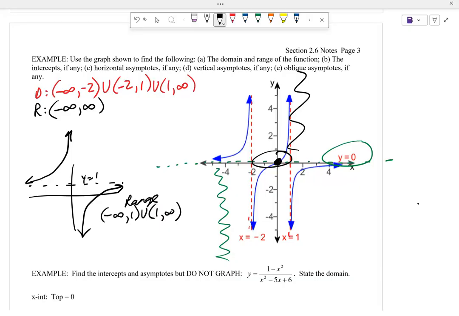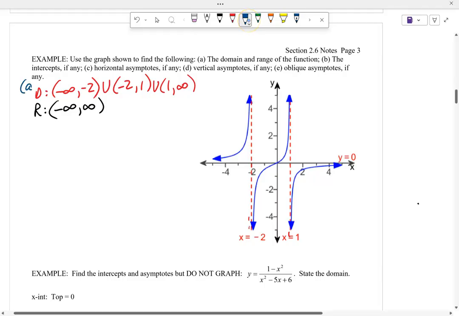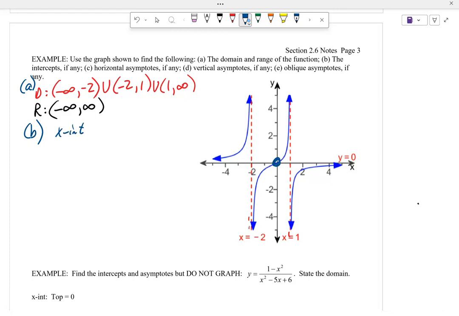All right, let me erase it. We've done part A, the domain and range. Let's look at whether there are any x-intercepts. Does it cross the x-axis? Yes, we noticed that it did hit at the origin. So that's not only an x-intercept, that's our y-intercept as well. And there's no other intercepts here that I see, right?